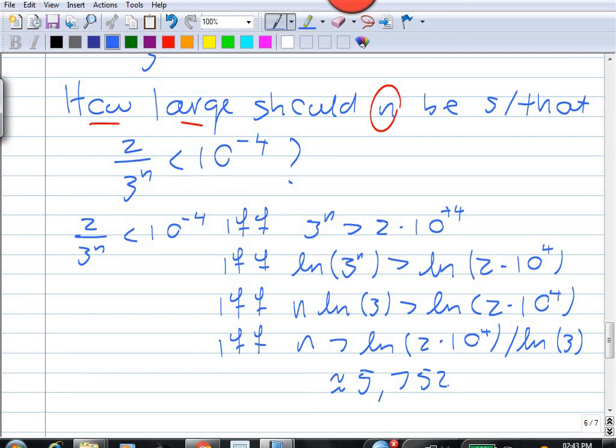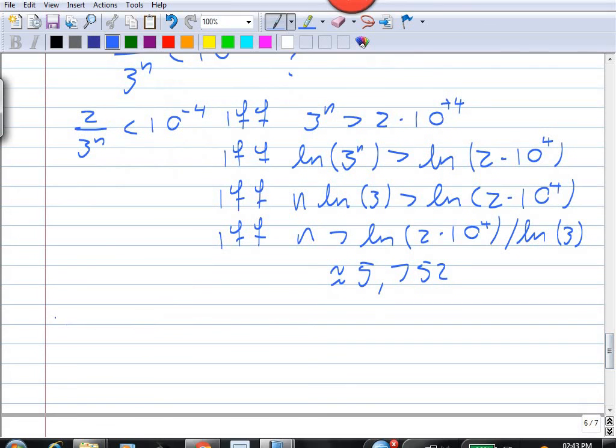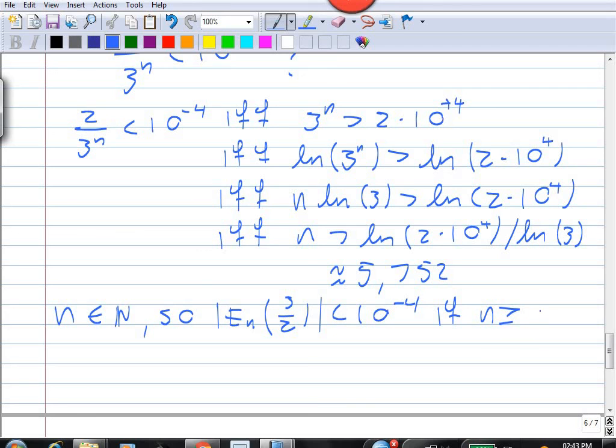5.752. Now remember, n is a natural number, so we have the error is less than 10 to the minus 4 if n is bigger than or equal to 6. So if you want an error of less than 10 to the minus 4, you need to take your n at least 6.